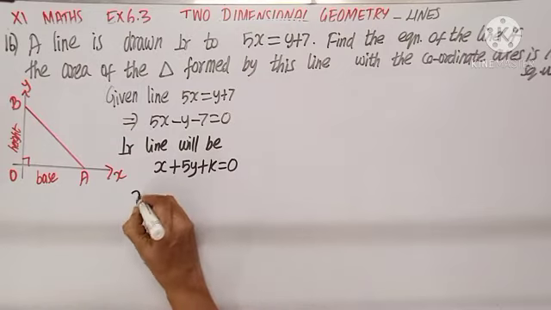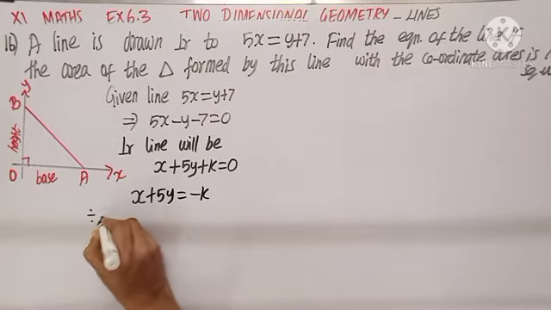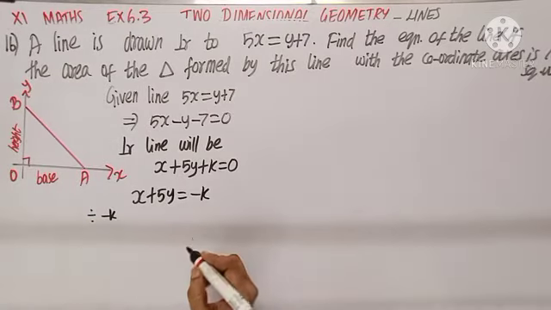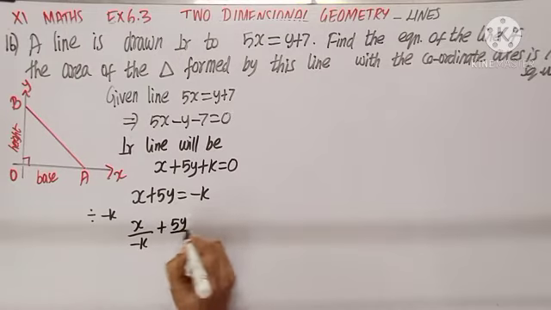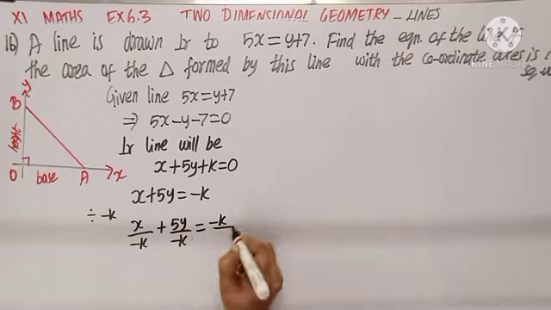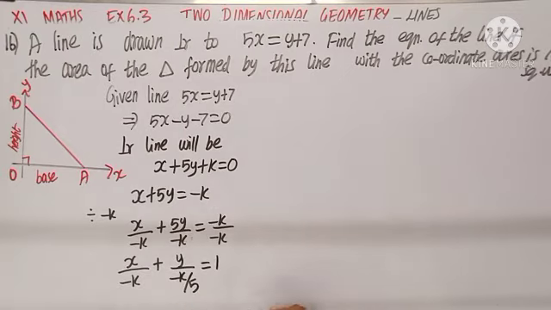Rewriting this equation, x plus 5y equals minus k, dividing by minus k. It is x by minus k plus 5y by minus k equals minus k by minus k. So x by minus k plus y by minus k by 5 equals 1.